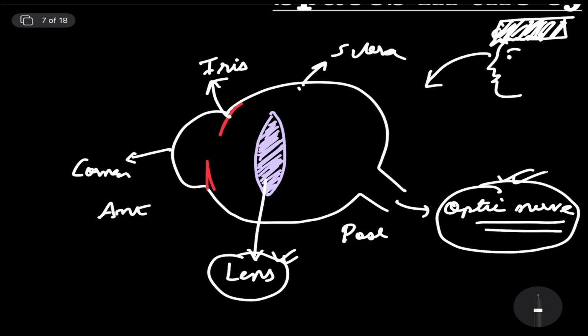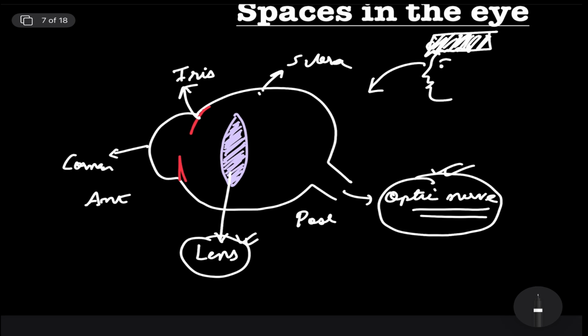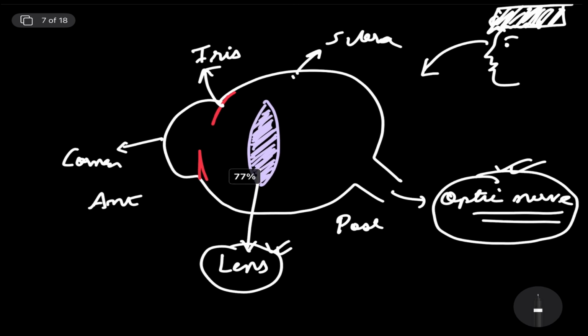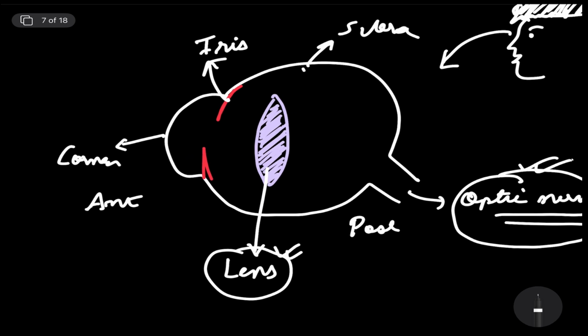Now, what exactly are we studying right now? See the topic, spaces in the eye. What does that mean? As is evidenced by this drawing, there are different spaces in between the different structures within the eye itself. So for example, let me first label it up. So first, this is a space, this is a space, and this entire thing is a space.